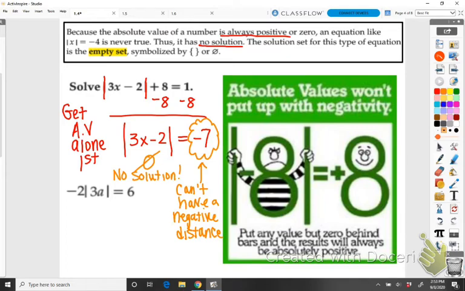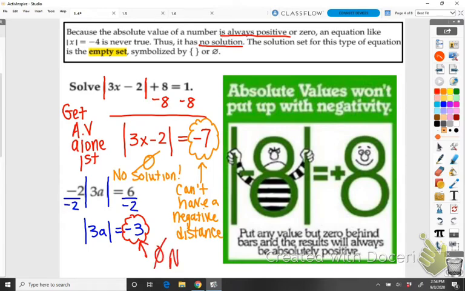The one underneath, similar concept. To get the absolute value bars alone, you have to get rid of the multiplying by negative 2 in the front. So you're going to divide both sides by a negative 2 and get the absolute value of 3a is equal to a negative 3. Again, this one's going to have no solution because you can't have the absolute value be a negative. So that one also has no solution.